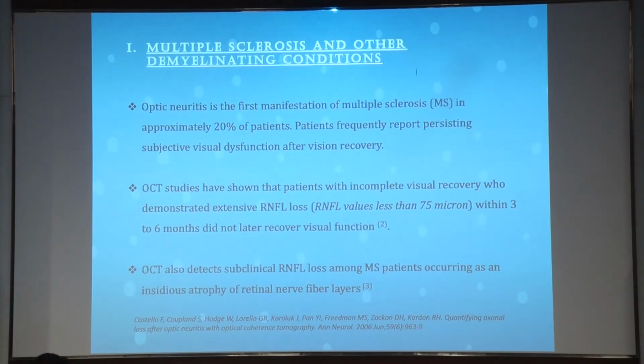Coming to multiple sclerosis, optic neuritis is frequently the first manifestation in about 20% of patients with multiple sclerosis, and even after the vision has recovered, they report having subjective visual dysfunction. Documenting this subjective visual dysfunction sometimes becomes a little difficult. We do have low contrast visual acuity and visual field testing for this particular parameter of analysis, but we can also use OCT for the same.